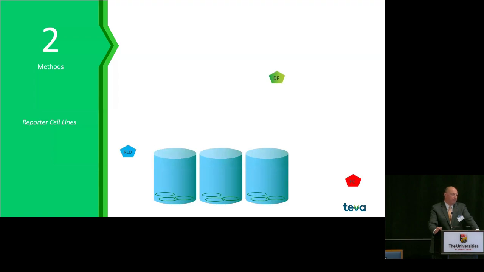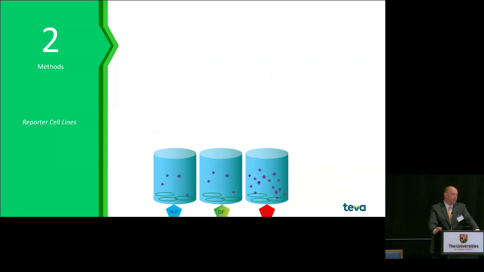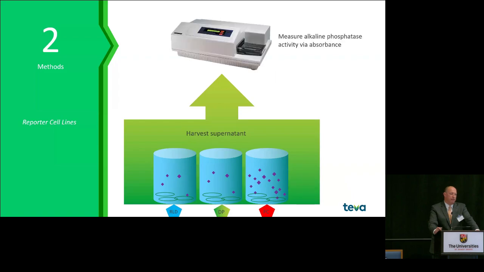Well, once you have your cells and they've all been placed into the well of your 96-well plate or whatever format you're going to use, you can add your controls, your reference product or drug product to the THP-1 Blue or RAW Blue cells. And once they have all made their way into it, you will see over time an induction of response. You see in my example here that we've gotten a response to the RLD, a very similar response to the drug product, and our positive control is inducing quite a robust response. We can then harvest that supernatant and measure the alkaline phosphatase activity via absorbance.